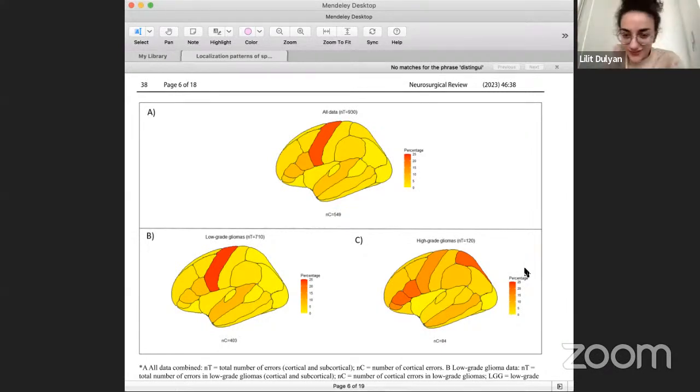Thank you for sharing this paper. It was really interesting. For me, it was interesting that low-grade gliomas and high-grade gliomas show different results. First, I want to ask, do low and high grade mean the stage of the tumor or a different type of tumor?